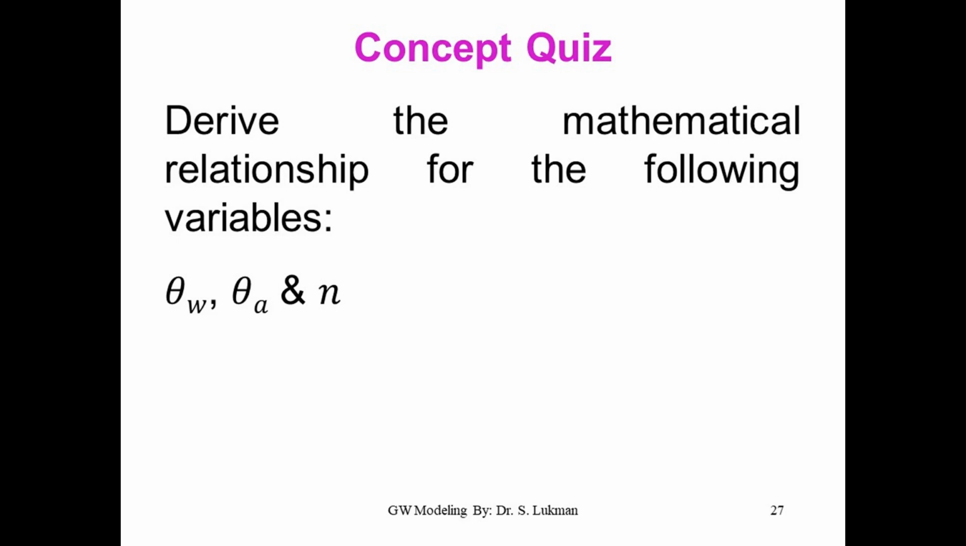Now, for unsaturated zone, we have a void, isn't it? Which is occupied by air and water, isn't it? The air and water fill up the void. Then porosity is what? The volume of void over the total volume. Am I right? So porosity is the volume of void over the total volume.